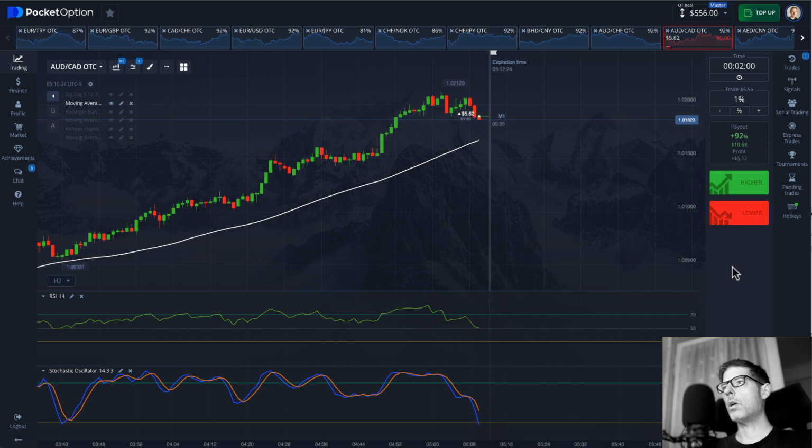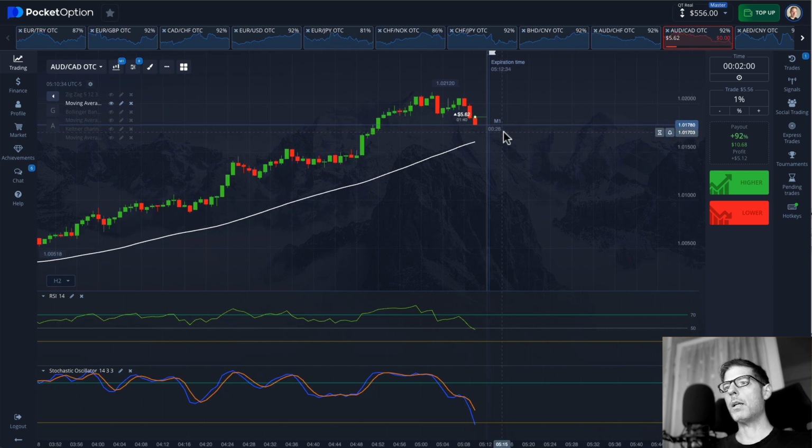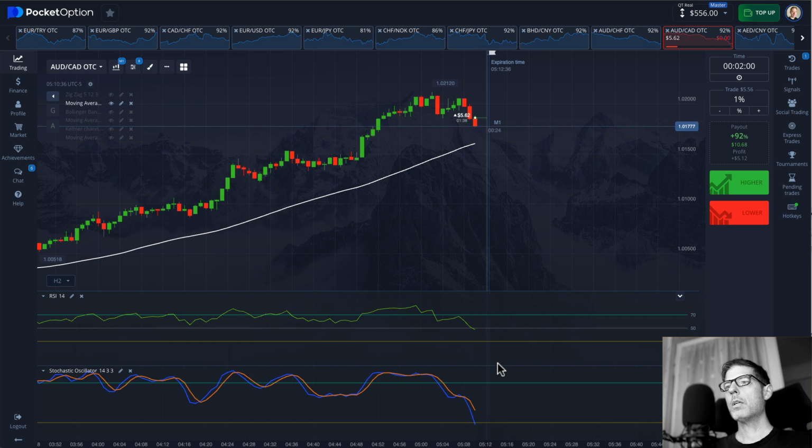Now I'm only using 1% per trade. I always have this set to 1%. Anything more than that is a little bit risky for this particular strategy. If it does go against me, I'm not really worried about it because this blue stochastic line here is pretty far away from that orange.